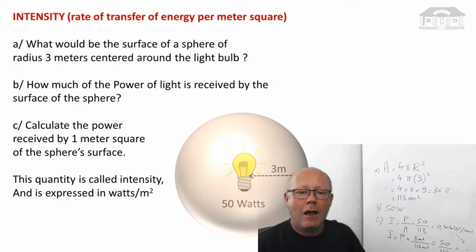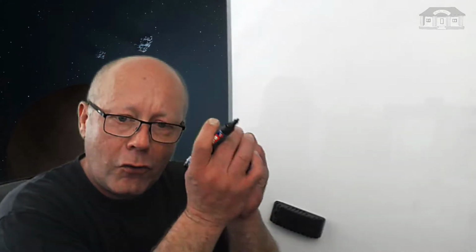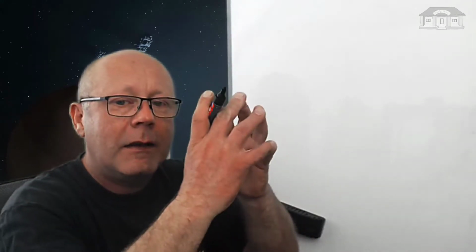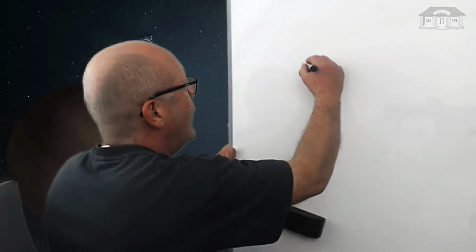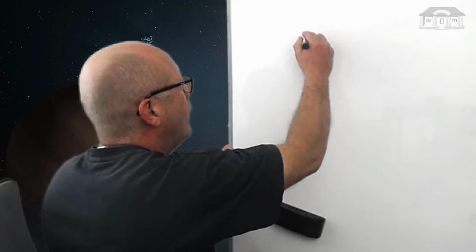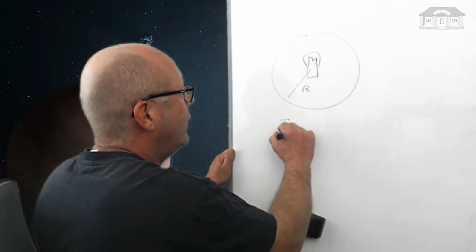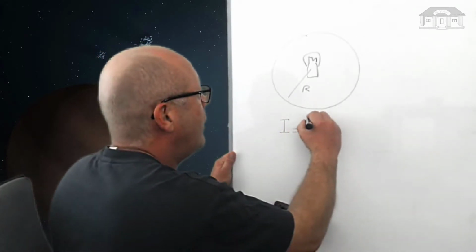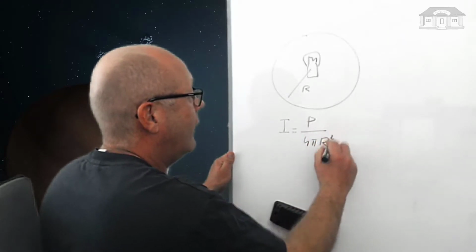Okay, let's do a last exercise. What we've seen in the previous exercise is that when you have a punctual source of light that emits light in all directions, if you have a sphere around it, you can calculate how much power is received by 1 meter square of the sphere. So you've got your light here. You have a sphere around it, with a radius. So the intensity of the light, the power per meter square, is the power of the bulb divided by the area of the sphere.